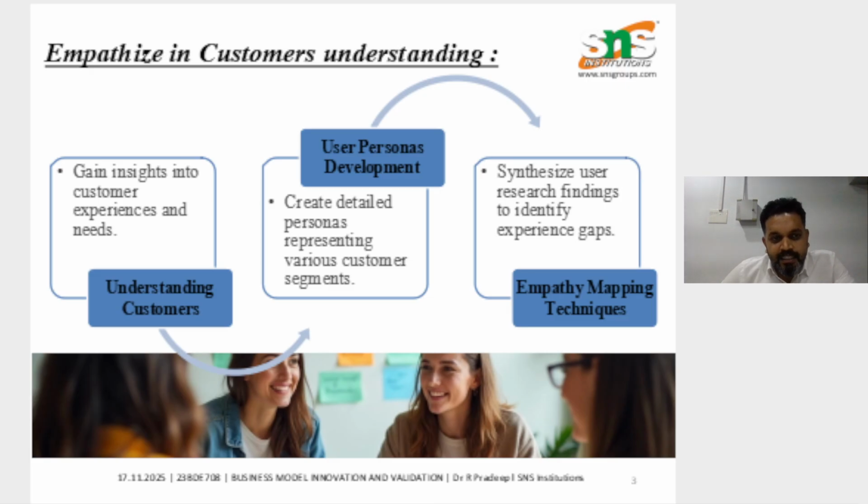So we have to understand the customers, gaining insight into what experience they have, and their real needs have to be identified first. Then we have to develop representations of each customer segment. We have to create a detailed customer persona. And the last one, the empathy mapping technique, synthesizes the user research findings to identify the experience gaps. So empathizing is the most important part. In design thinking, empathy takes the important role. Without proper empathy, no business can survive in this market.